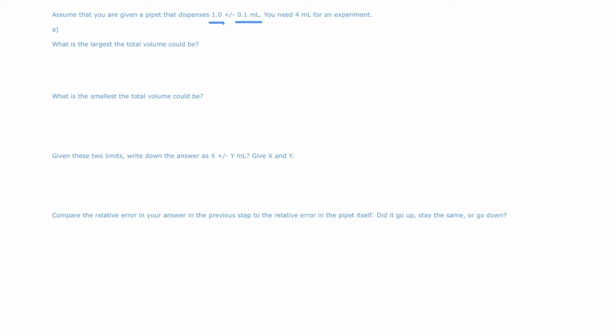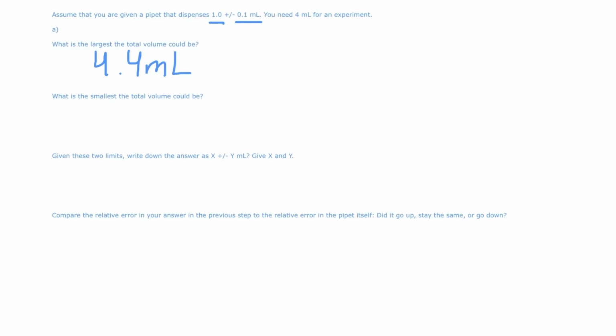And so if we take 1.1, which is the maximum volume in one measurement, and multiply that by 4 for our total number of measurements, that means the largest the total volume could be is 4.4 milliliters if we maximize the positive error that is given to us. Now, let's take a look at the second part. What is the smallest the total volume could be?